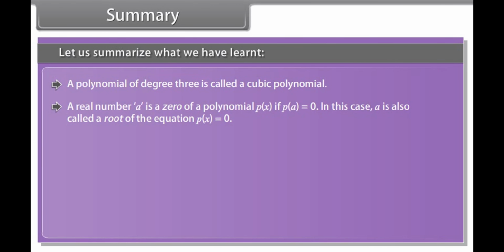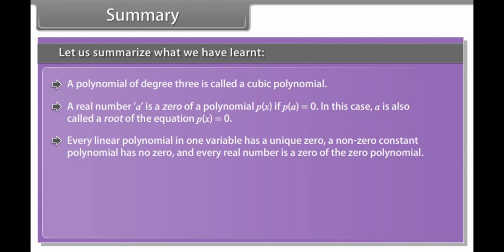A real number a is a zero of polynomial p(x) if p(a) is equal to 0. In this case, a is also called a root of the equation p(x) equals 0. Every linear polynomial in one variable has a unique zero. A non-zero constant polynomial has no zero, and every real number is a zero of the zero polynomial.